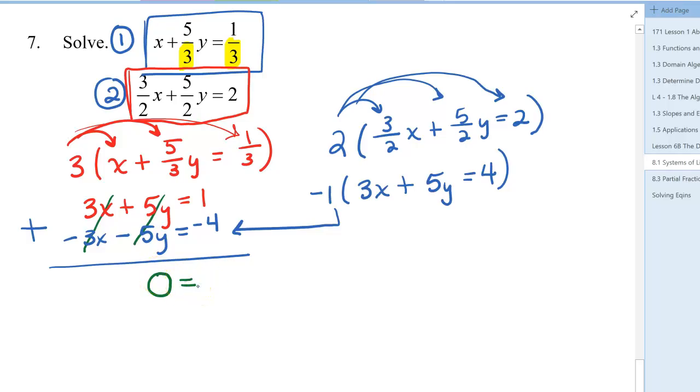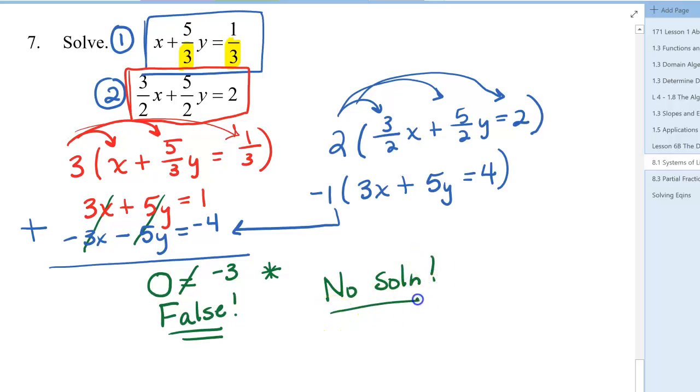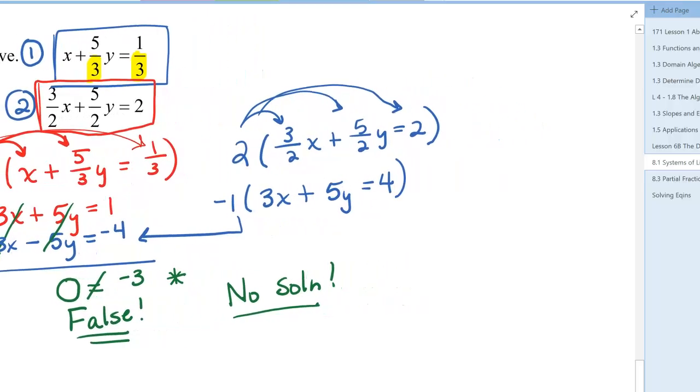Now, it is important that you actually bring this down to this step, because remember, when the variable cancels out, what determines your solution is whether you're left with a true or a false statement. So 1 minus 4 is -3, and 0 does not equal -3, so that is false. So can you guess what the answer is? The answer to this then would be no solution. Do you remember what the graph looks like? If we were to graph this, they would be parallel lines.